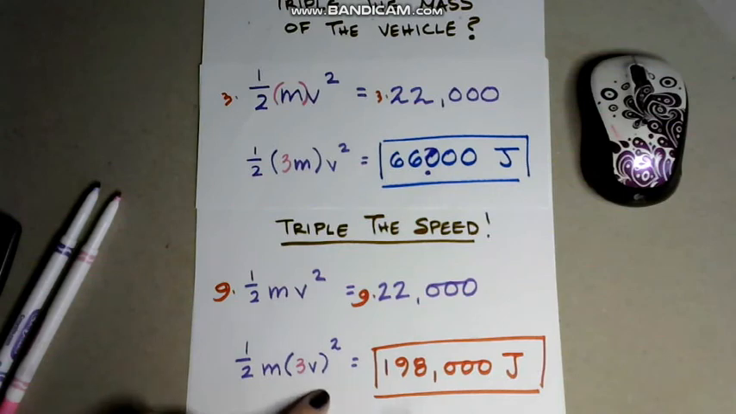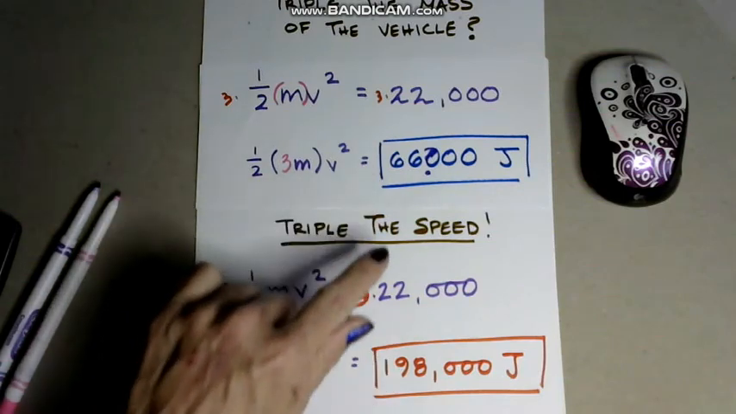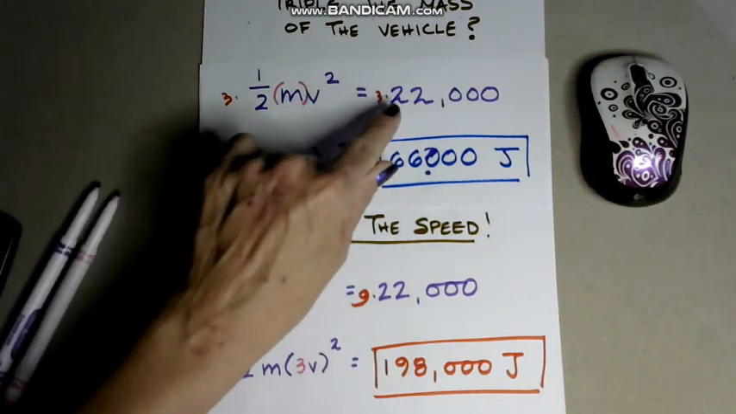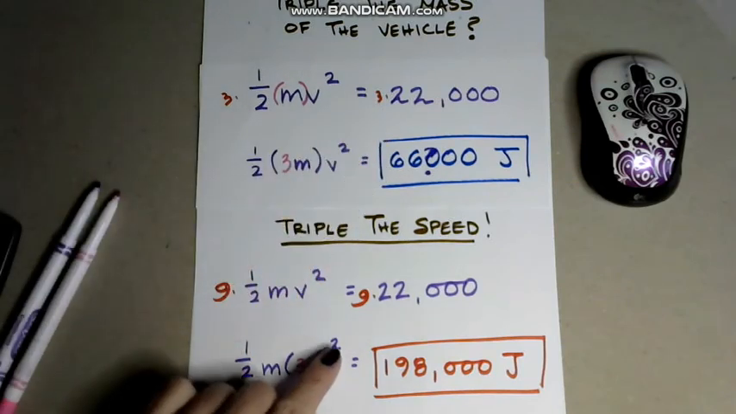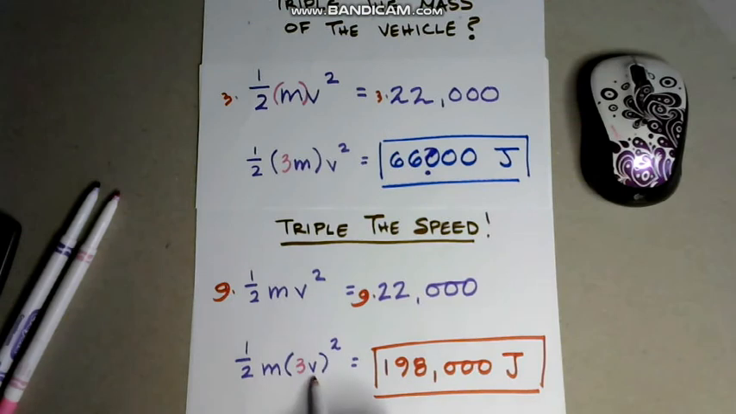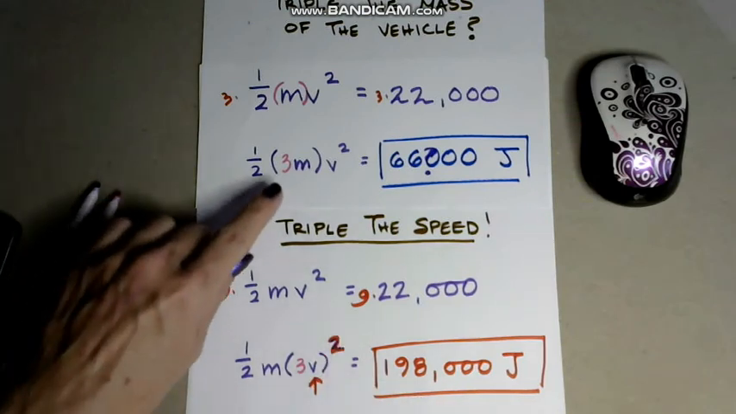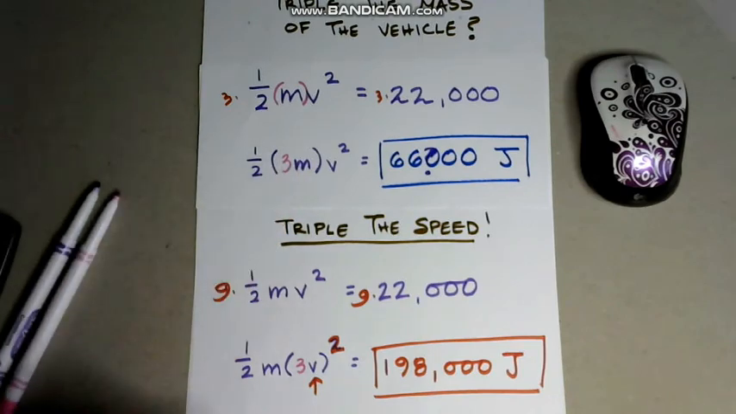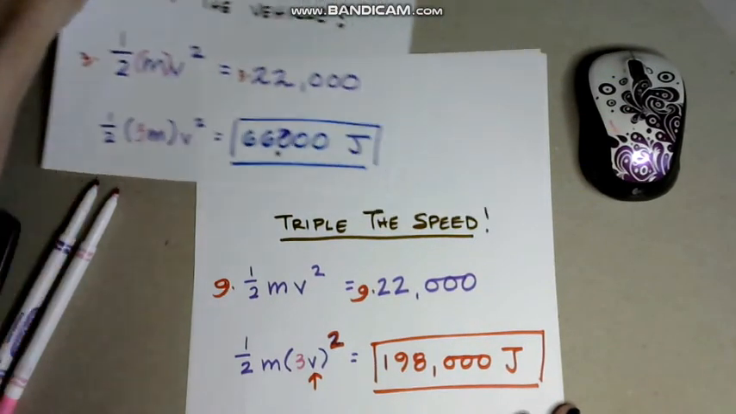That increased a lot more than just 3 times. You see the difference? One is actually increasing 3 times. The other is actually increasing 9 times. Why is that? Because the v is squared. The m is not. So let's look at the equation one last time.